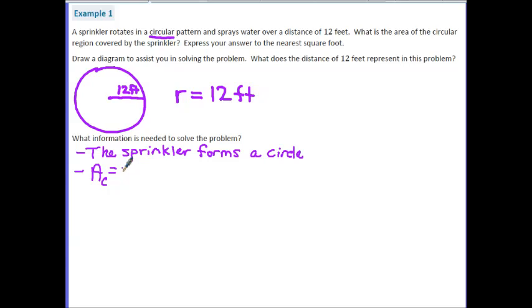So we know from our previous work that the formula is pi r squared, but again, you can always pull that off of your reference sheet if you don't remember. And then since we're using the formula pi r squared, we definitely would need to know the radius. And as you can see from drawing the diagram and identifying the radius, we have all of those elements. So let's go ahead and solve this problem.